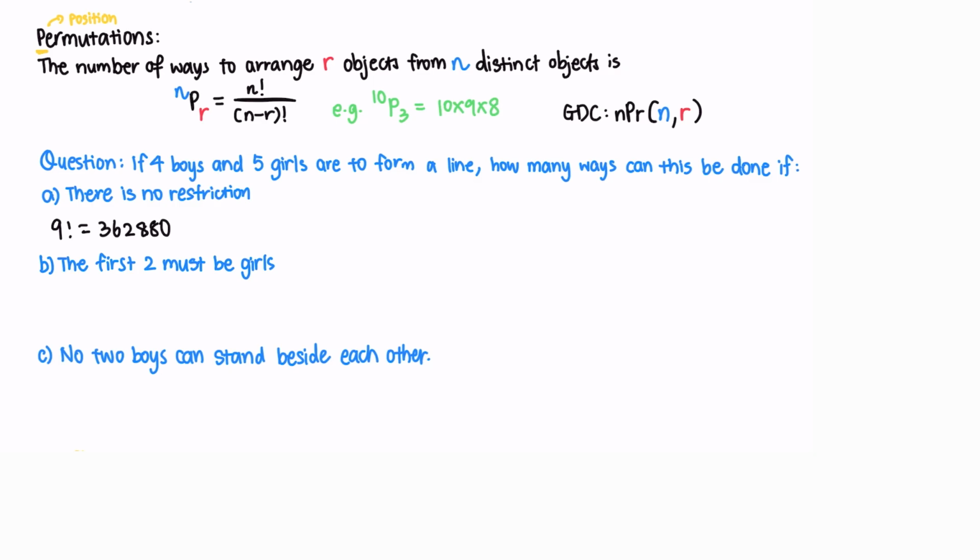The next one, if 4 boys and 5 girls are to form a line, how many ways can this be done if the first 2 must be girls? So if the first 2 must be girls, let me denote this by writing G and G. So the first 2 must be girls, and it doesn't really matter what these 7 are. So let's do this. For the first 2 spaces, we want 5P2 because we are arranging 5 different girls into these 2 different spaces.